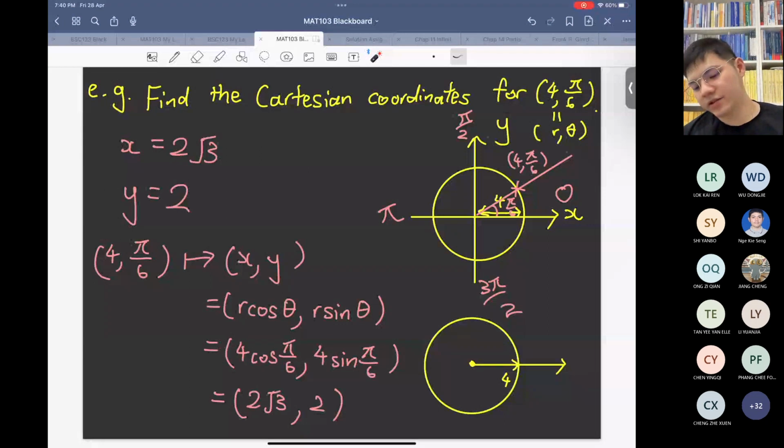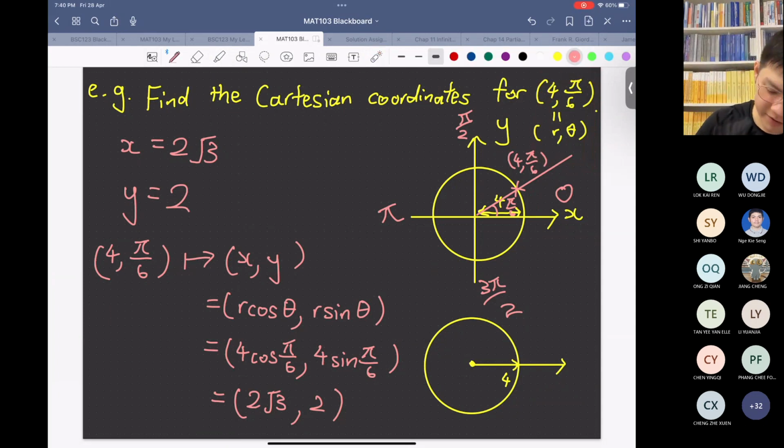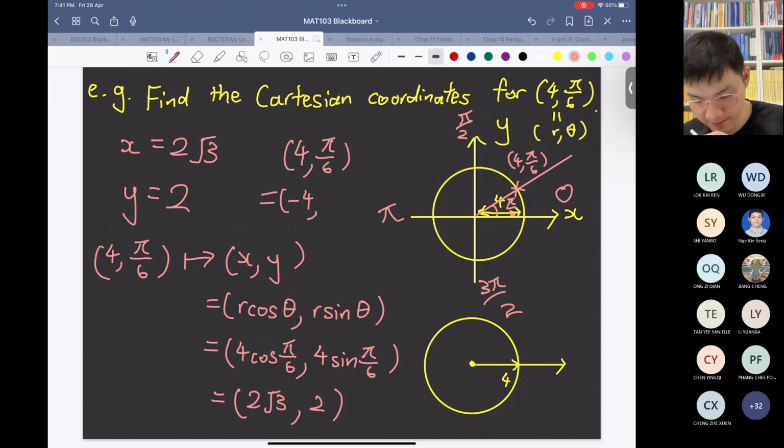If not, I have another question. Let's say I want to write it as minus r, minus 4. What's the equivalent way to write this point here? What's the angle I should put if I want to write it with minus 4 as the radius?